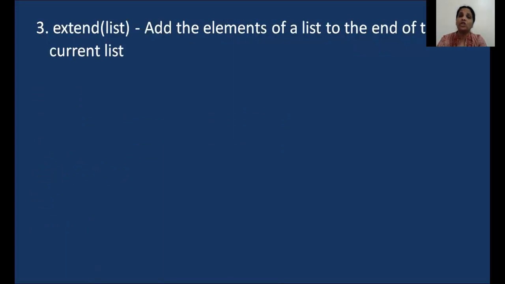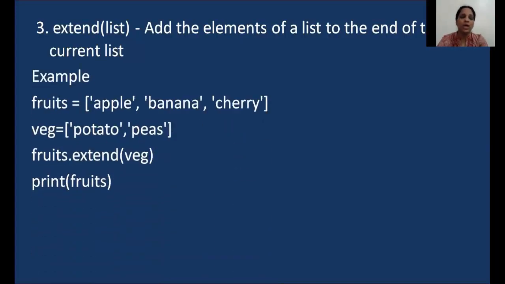Then you have the function called extend. When you want to add the content of one list to the other list, or concatenate the contents of one list to the other list, then in that scenario, we make use of extend. So suppose I want to add all the contents of list 2 to list 1, then list 2 becomes my parameter. The list or the elements of the list which needs to be added to the current list. So I have 2 lists here, fruits and vegetables. And I've said fruits.extend(veg).